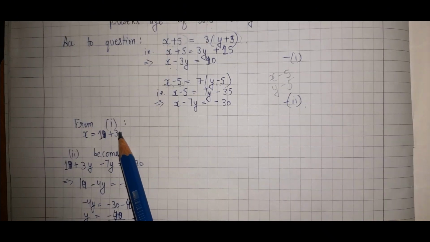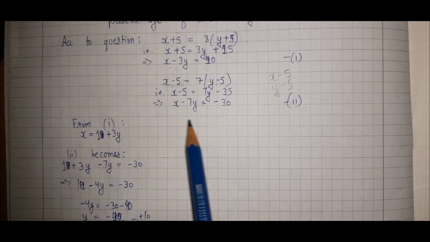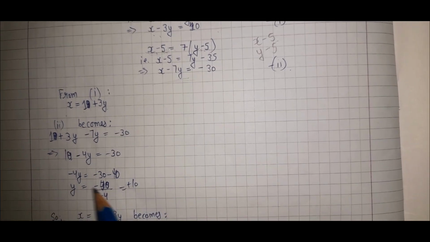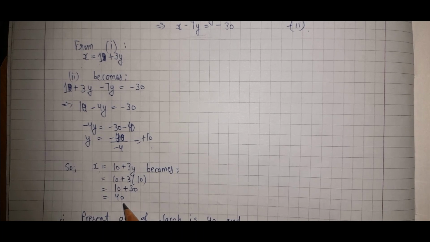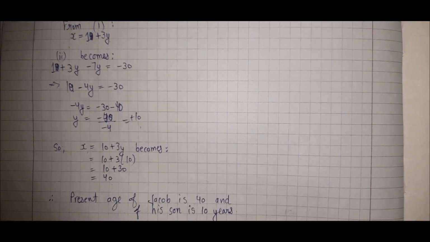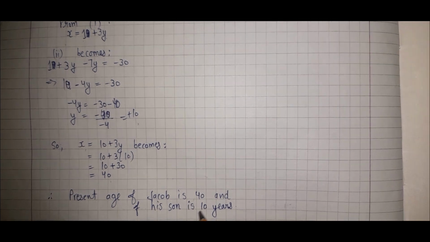From the first equation we have x equals 10 plus 3y. Put this value of x in the second equation. We will get y equals 10. So x will become 40. So the present age of Jacob is 40 years and the age of his son is 10 years.